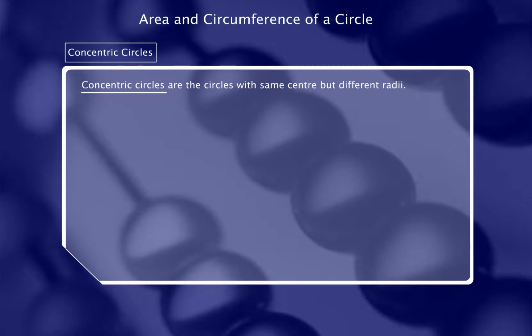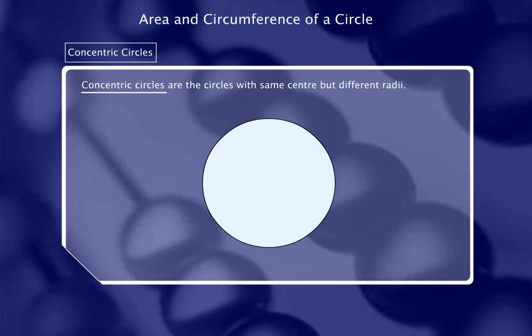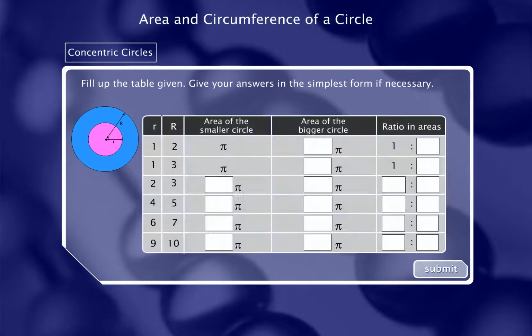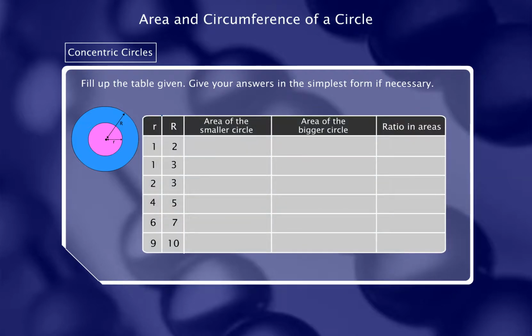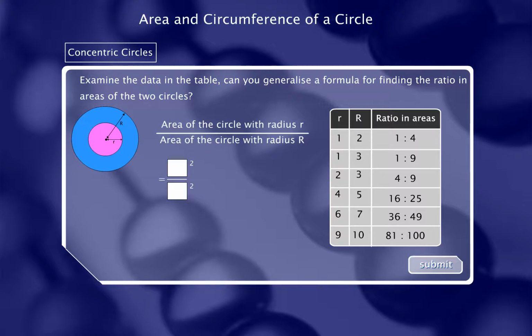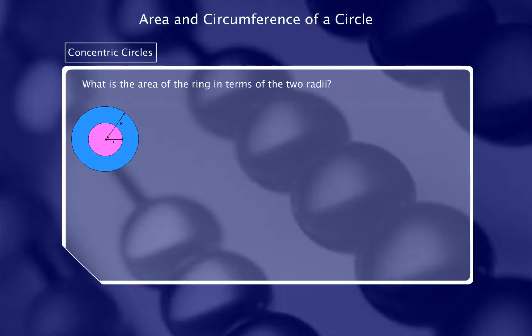Concentric circles are the circles with same center but different radii. This diagram shows 2 concentric circles. What is the ratio of the area of the smaller to the bigger circle, given different lengths of radii? Examine the data in the table. Can you generalize a formula for finding the ratio in areas of the 2 circles? What is the area of the ring in terms of the two radii?